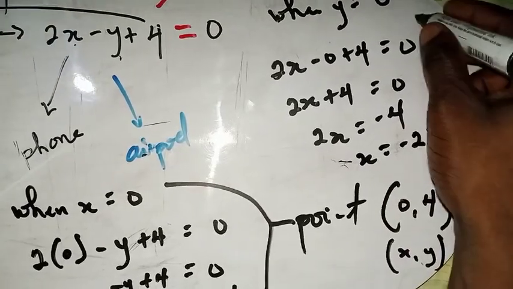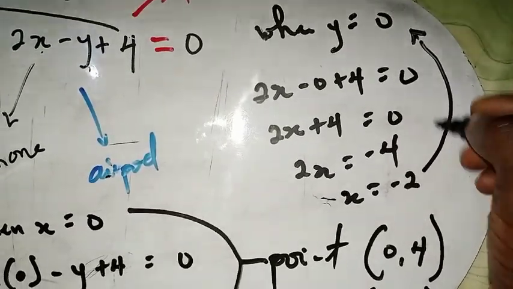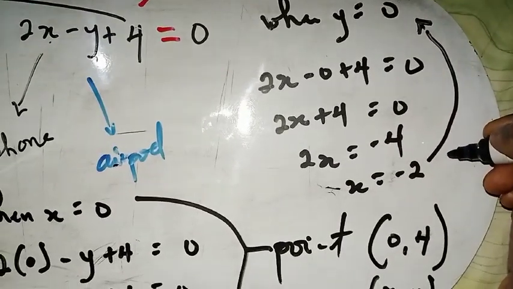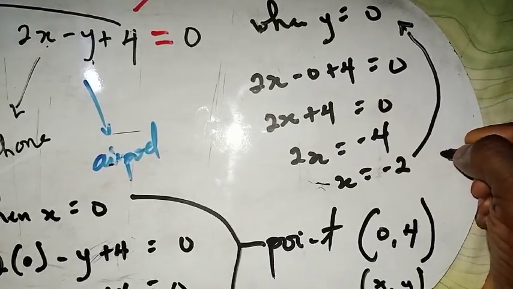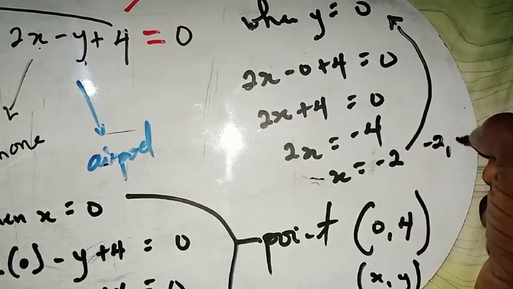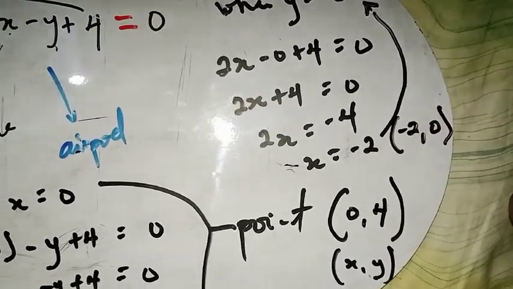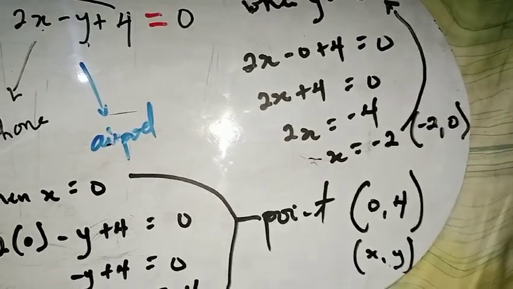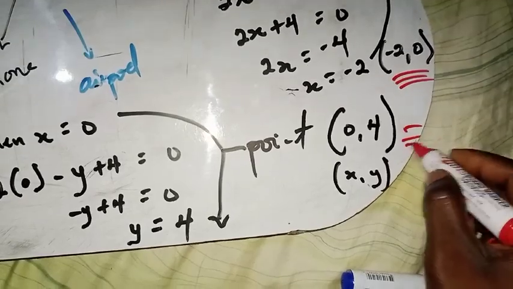Combining this and this one, which point is that? I guess you should pause the video and write the point down. Okay, thanks for trying. So always the x first, so you have negative 2 comma 0. So these are the 2 points that we have now from the first equation. This is one point, and this is also another point.